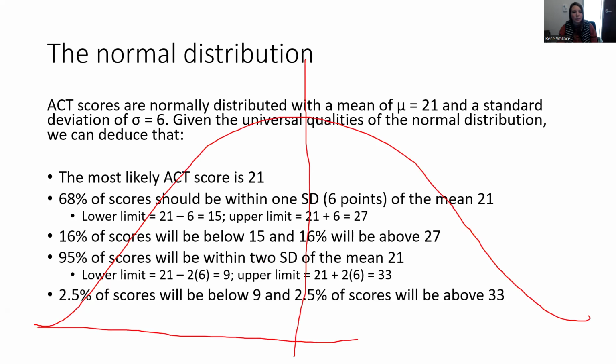So what this slide is saying is that for our ACT, the most likely score is 21, right? Our mean is here, 21, and the standard deviation is 6. So the standard deviation, 21 plus 6 is 27. 27 plus 6 is 34. 34 plus 6 is 40.